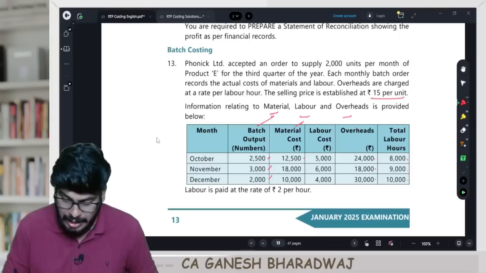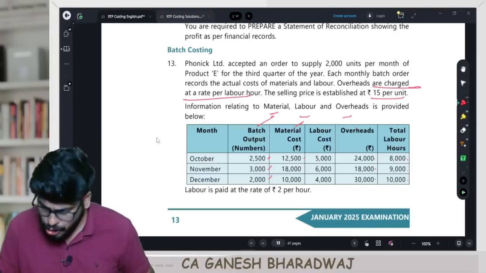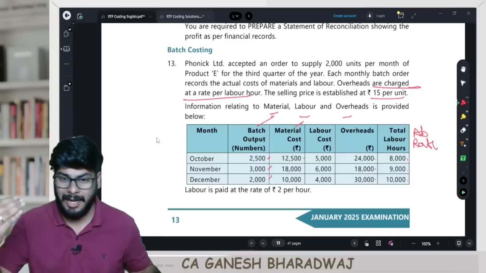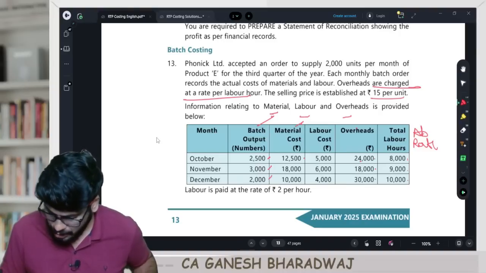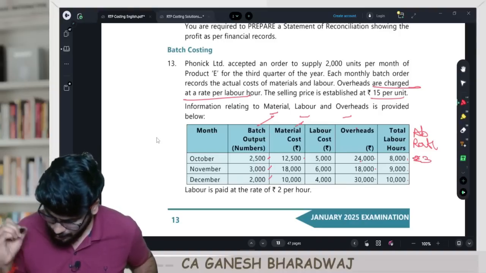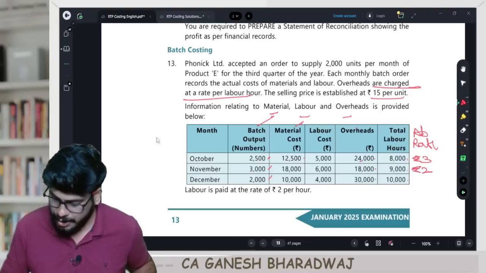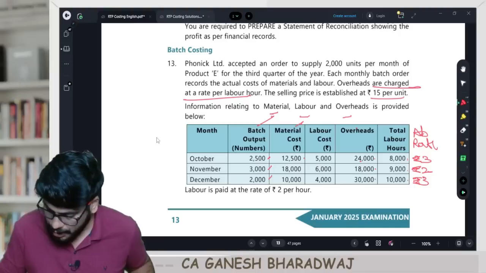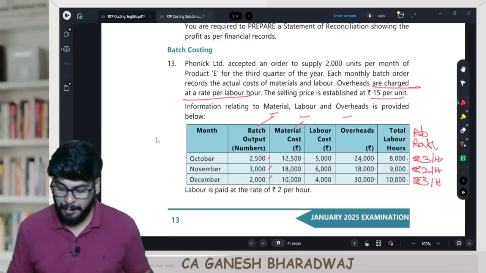Since they have given that overheads are charged at the rate per labor hour, what you need to do is calculate the absorption rate. It's very easy. You can have one more column here. Absorption rate, how much is this? 24,000 divided by 8,000. That's going to be 3 rupees, right? Fine. 18,000 divided by 9,000. So in the month of November, the absorption rate is 2 rupees, and 30,000 rupees divided by 10,000 hours is going to be 3 rupees again. These are all absorption rates per labor hour.